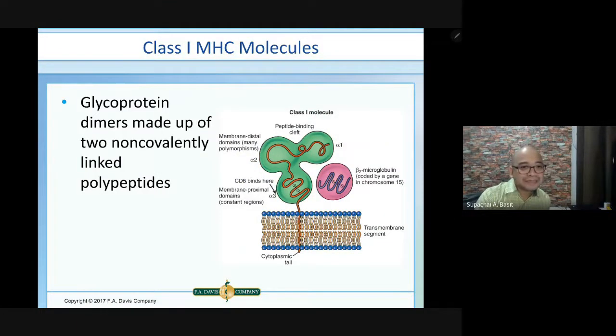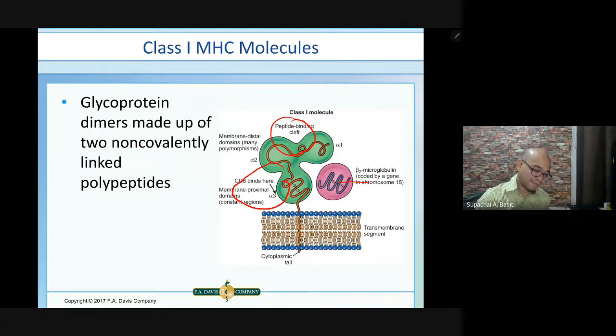So the glycoprotein dimer is made up of two non-covalently linked polypeptides. This is the beta 2 microglobulin. This is the groove or the cleft. And so CD8 binds here. CD8 binds at the membrane proximal domains.